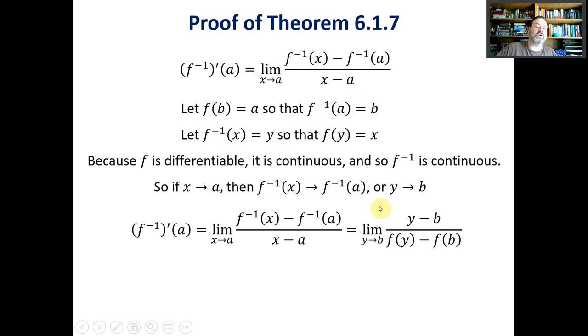And then we're just going to rebuild this equation. Here's the same thing at the top. We're going to replace everything with its y and b equivalent. But what does it do? Because it's an inverse function, it switches. It's like upside down looking, right?